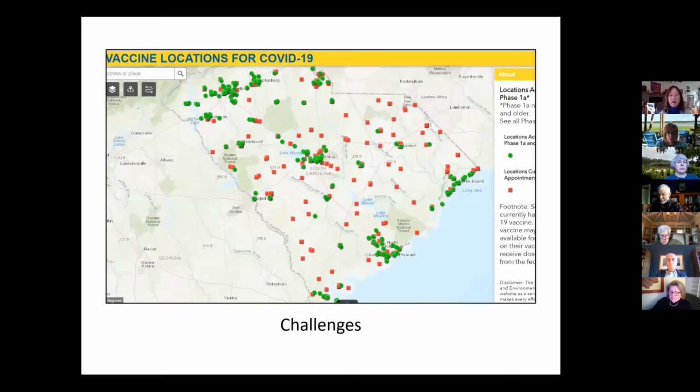Right now, if you're eligible for vaccine in South Carolina, there's a vaccine locator map on the DHEC website that'll show you the green dots or places that have been activated. Those are the vaccine clinics or doctor's offices or pharmacies that have been activated, meaning that they receive vaccine.